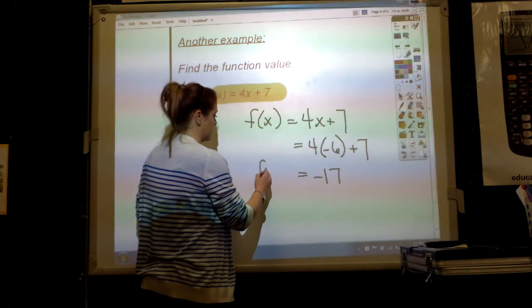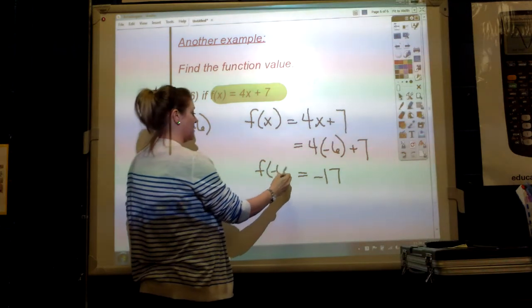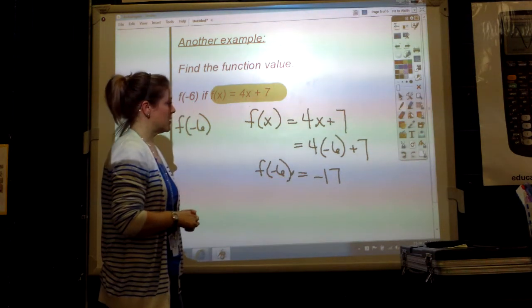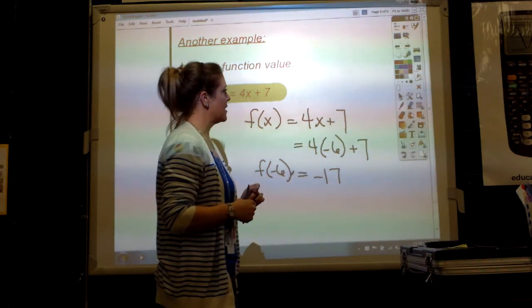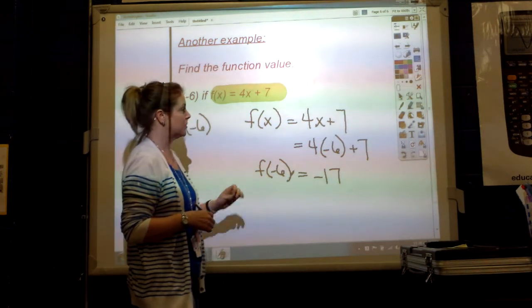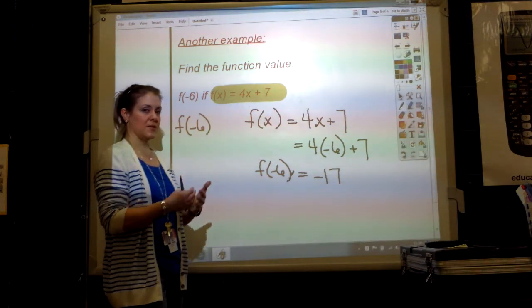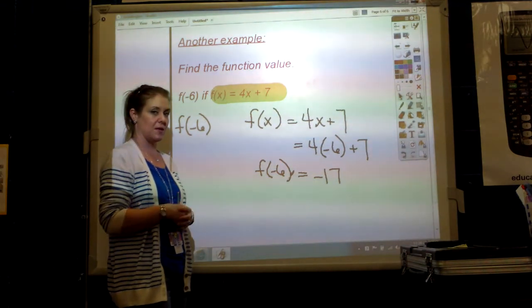So the function of negative 6 is negative 17. So tomorrow we're going to look at some more examples, set this up as tables and graphs, and explore a little more.